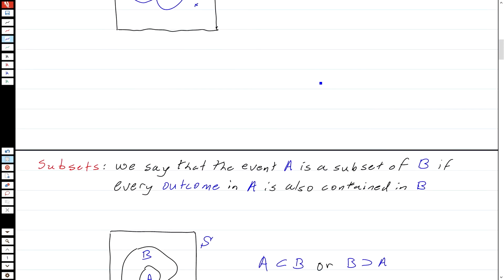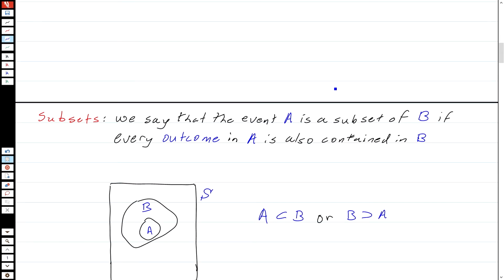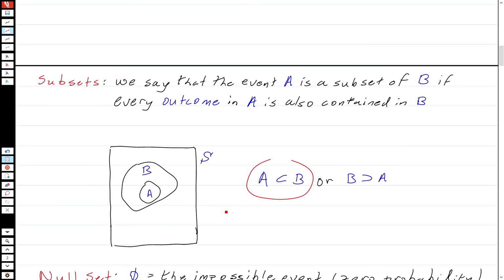Okay, so I already mentioned subsets. So these events are subsets of the sample space. But more generally, we can say the event A is a subset of B if every outcome in A is also contained in B. And I show this using this notation here. It's sort of like a less than sign, but it's more like a sideways U. So A is a subset of B if all of the values of A are also in B. So the picture of a Venn diagram of that event is shown here on the left-hand side.